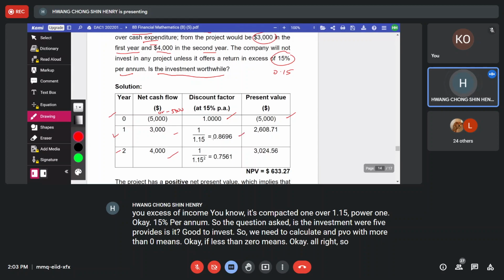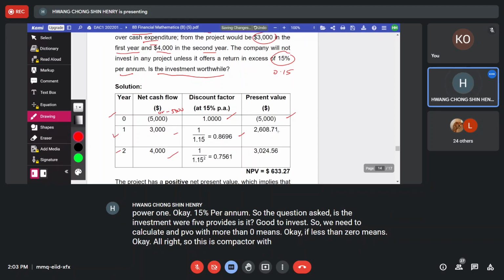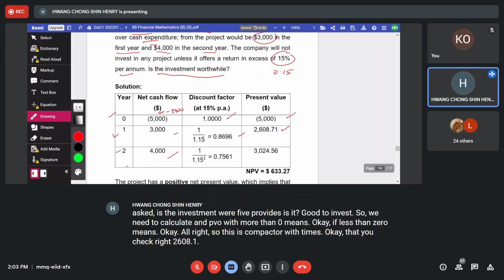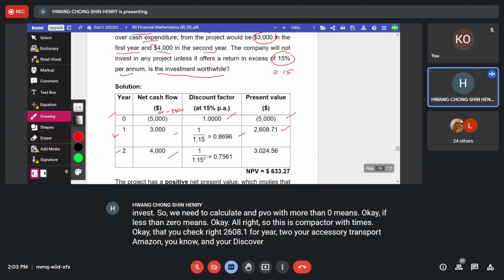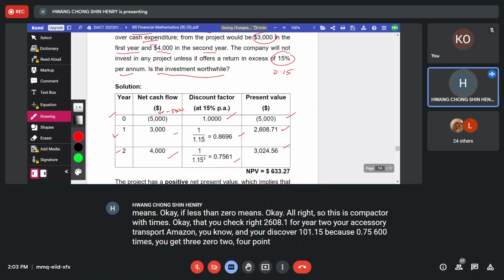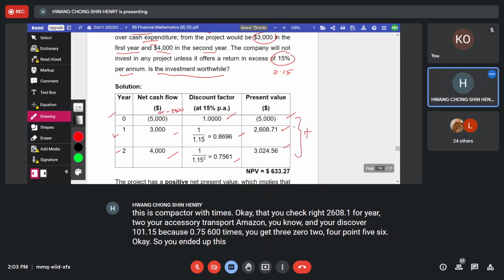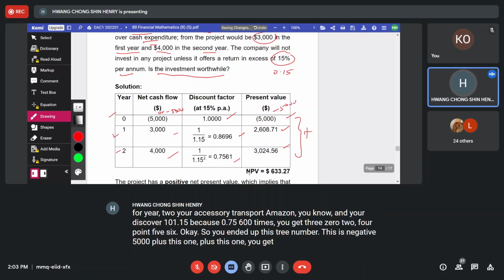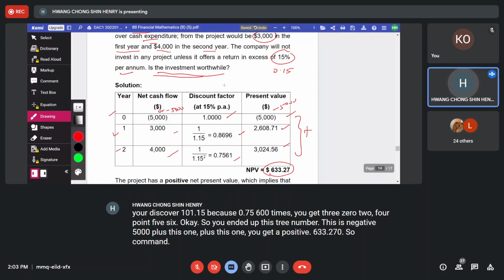So this is your discount factor. You multiply it on the calculator, you check, and you get 2608.71. For year 2, your excess of income is 4,000. Your discount factor is 1 over 1.15 to the power 2. You get 0.7561. Multiplying, you get 3024.56. So you add up these three numbers: negative 5,000 plus this one, you get a positive 633.27.